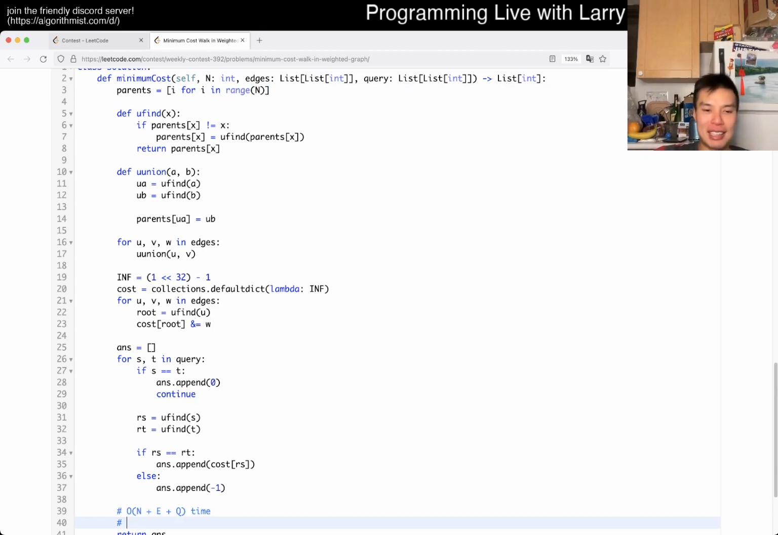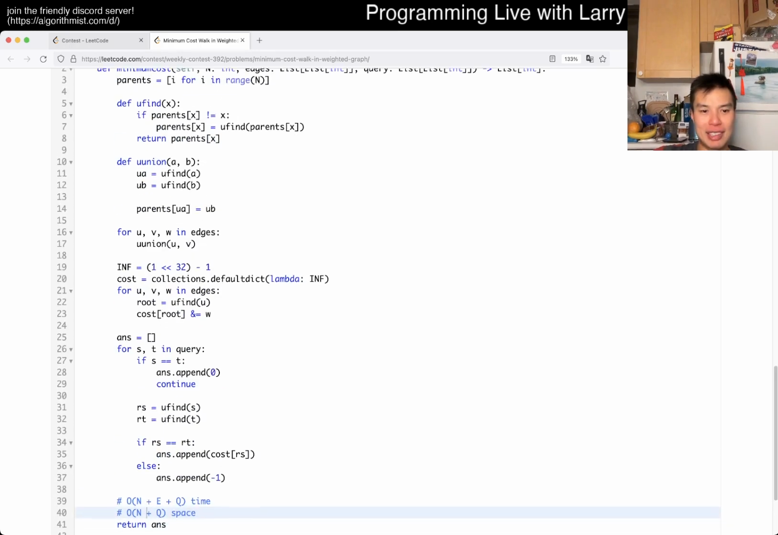And then for space, the way that we did it is n plus e space. Actually, is that true? Is there a plus e space? Am I lying? Maybe there's no plus e space. Okay, so just n plus q space. But yeah, so that's the time and space.